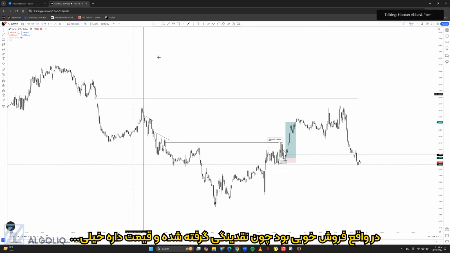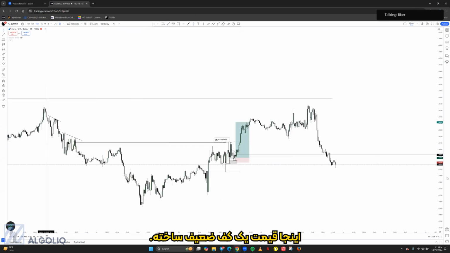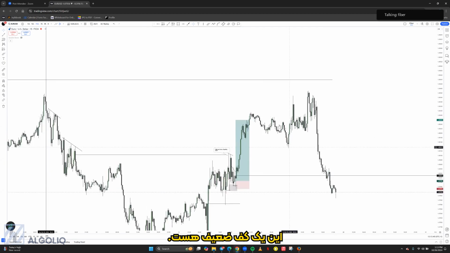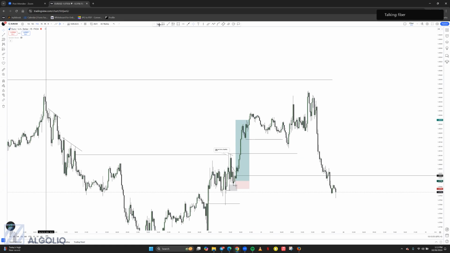Okay, it's actually a good sell because it took the liquidity and price is being aggressive. Price created a weak low right here. This is a weak low reacting off nothing. It only took liquidity, but we don't have an efficiency, so this is a weak low. That is why I expect price to at least push higher before dropping. But unfortunately, we don't have that. We have this also right here.